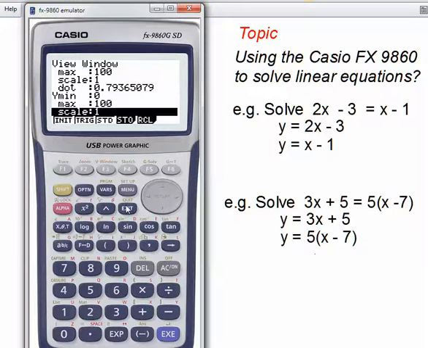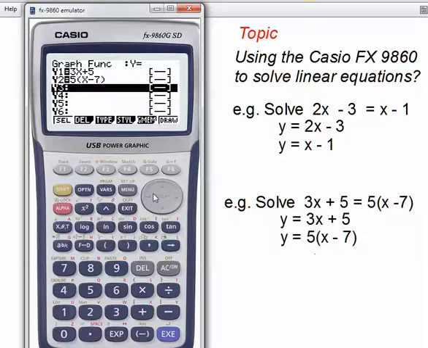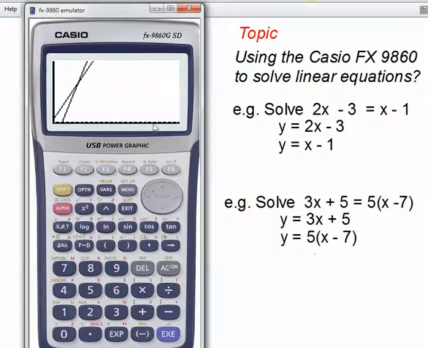So we go back, exit, draw the graph, and yeah, there it is. Impossible to read it off though. So now we need to go into our Shift, G-Solve again, find the intersection, and there it is. It tells us x equals 20. Don't care much about y. X equals 20 will be the value that solves this.